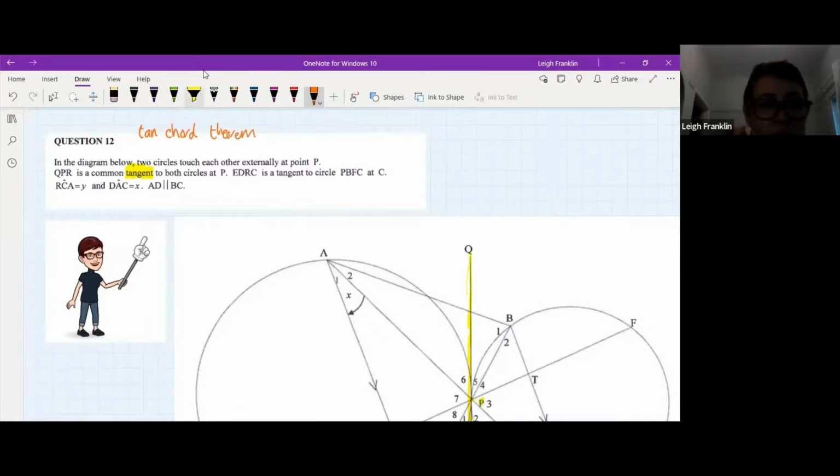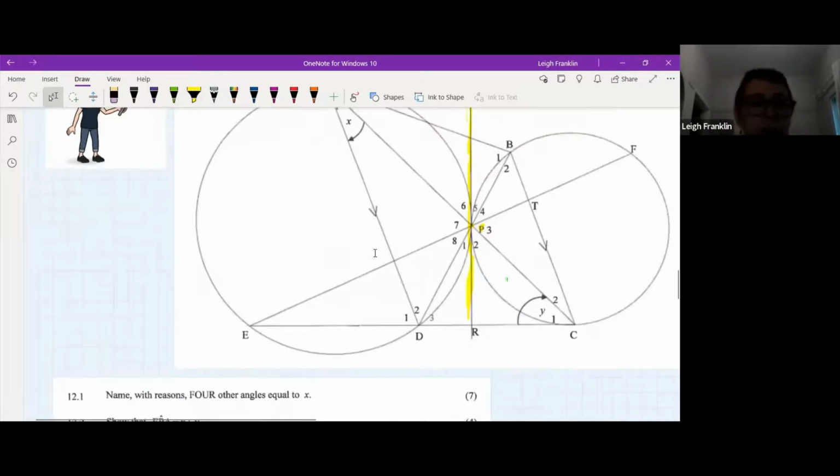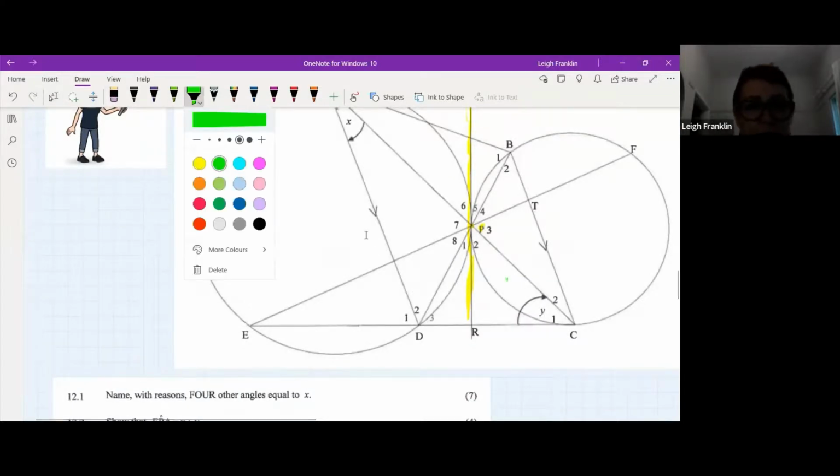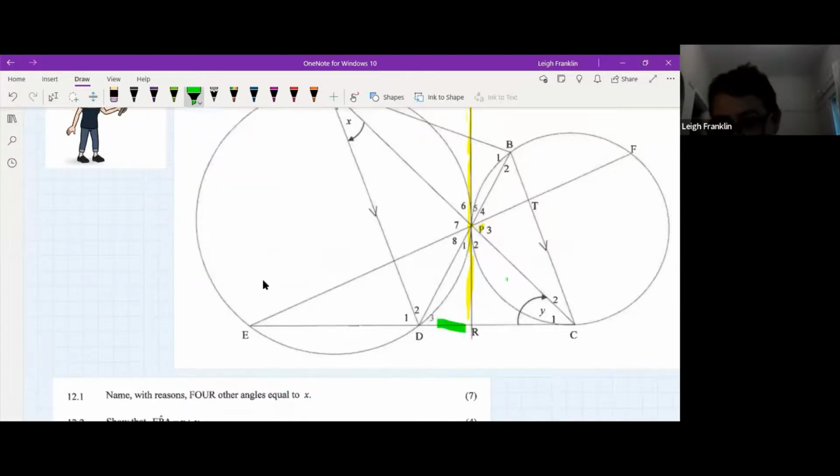Then we can also see that they have told us that EDRC is also a tangent to the circle. So EDRC is down here. Let's color that in a different color. Here's EDRC. It's also a tangent to the smaller circle, but not to the larger circle.